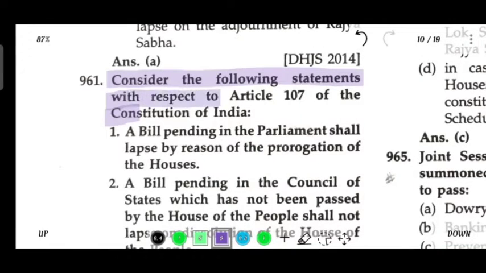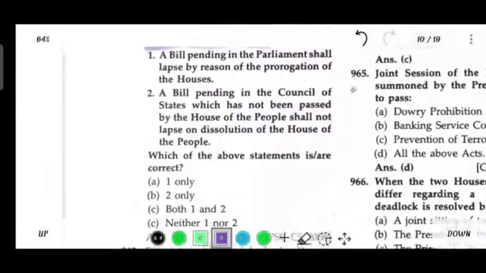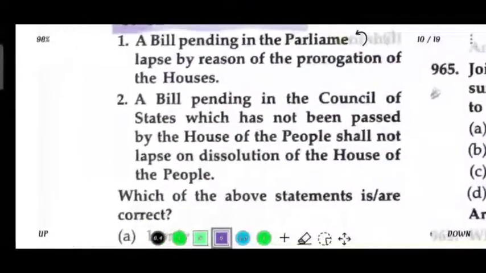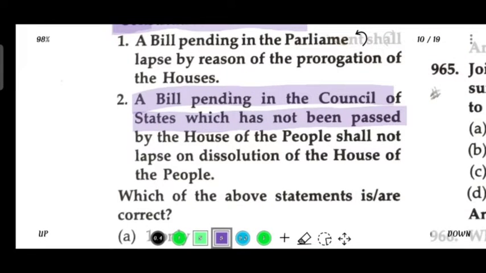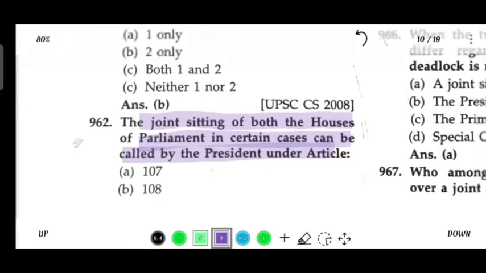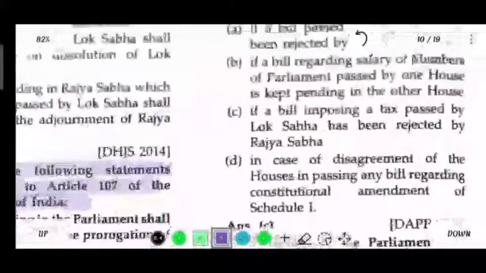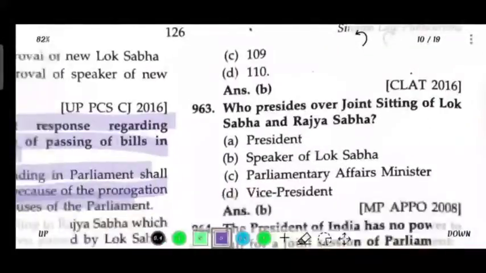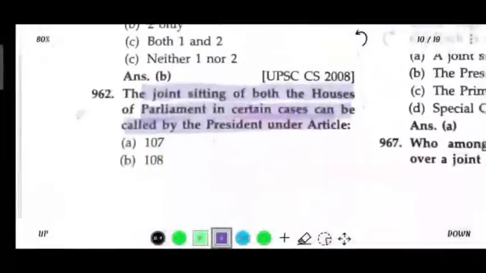Consider the following statement in respect of Article 107 of the Constitution of India. A bill pending in the Council of State which has not been passed by the House of the People shall not lapse on the dissolution of the House of the People. The joint sitting of both Houses of Parliament in certain cases can be called by the President under Article 108.